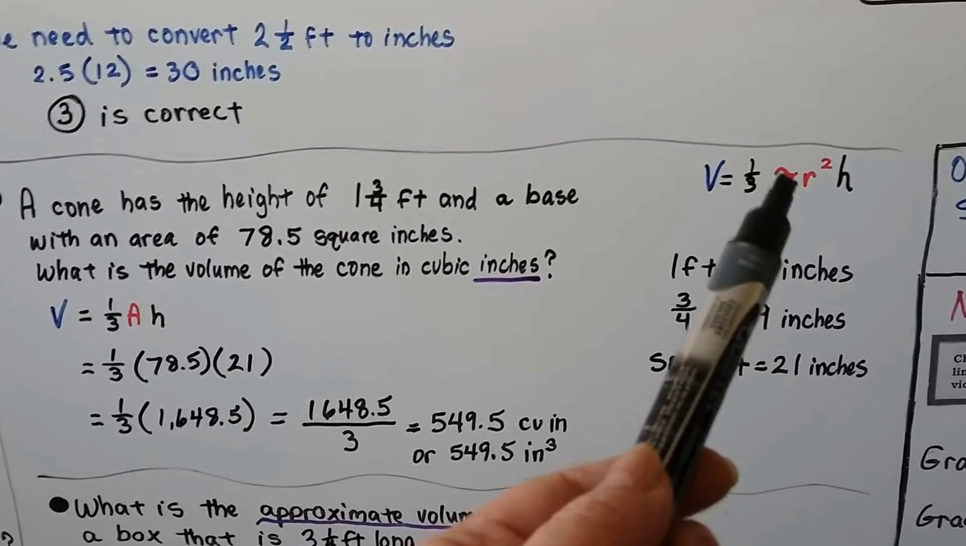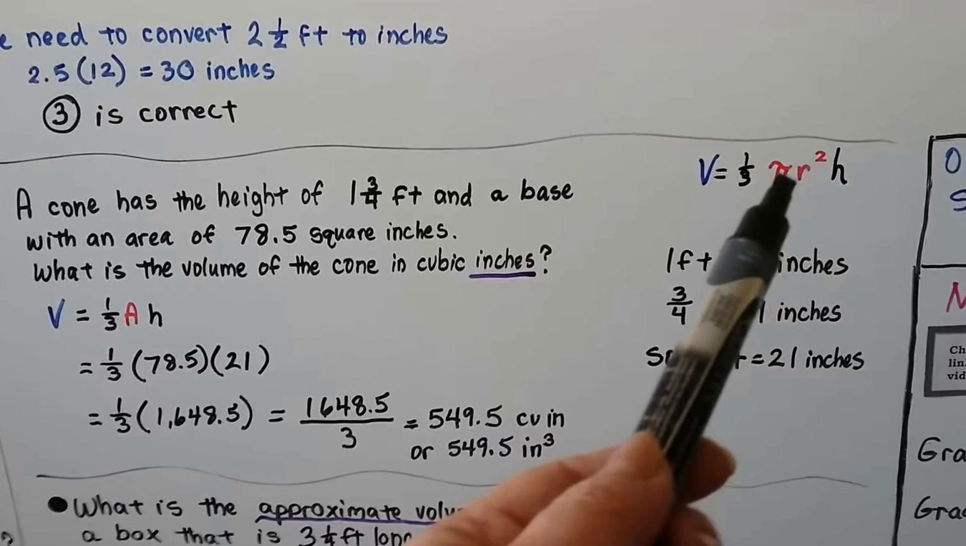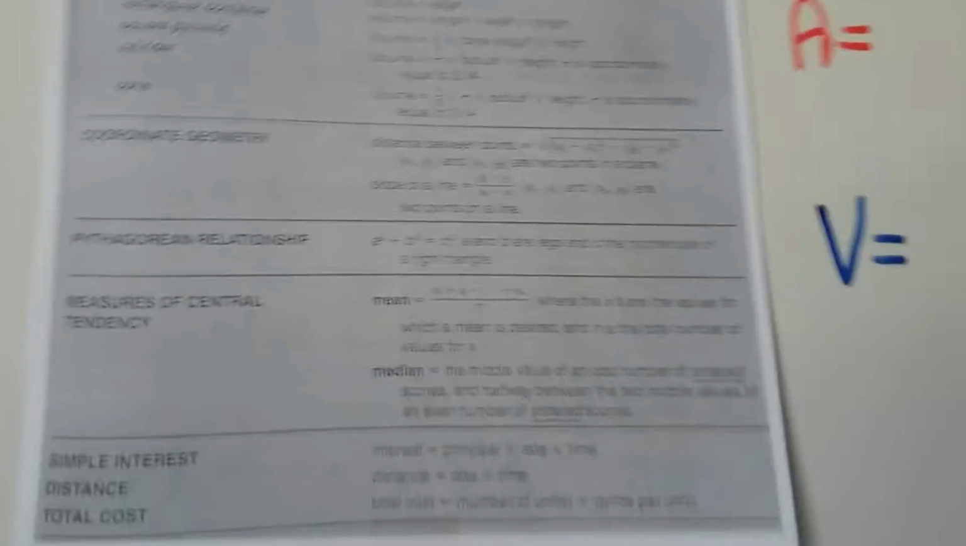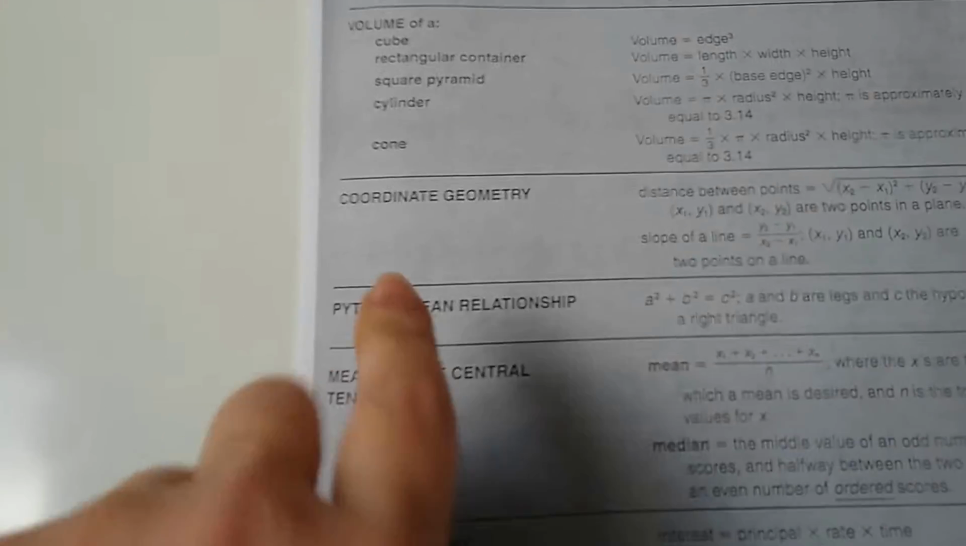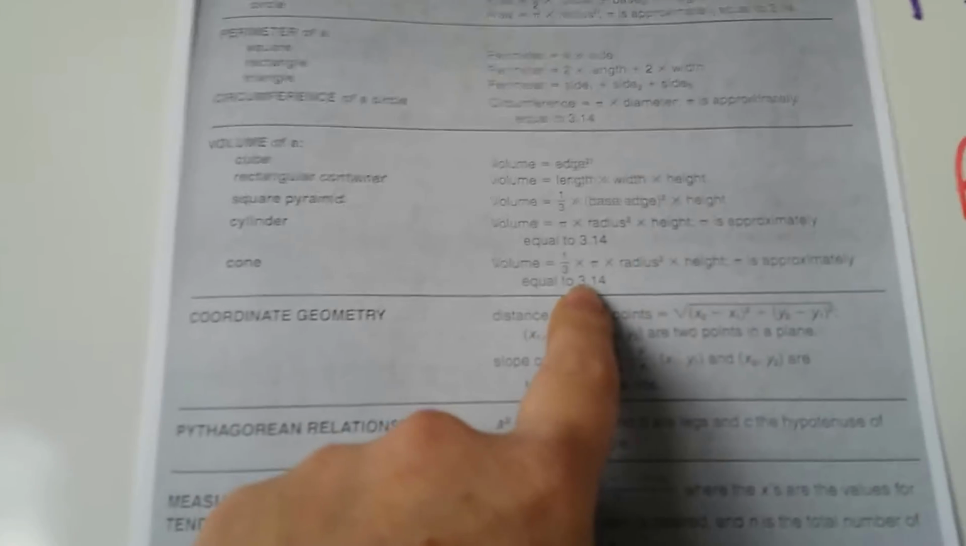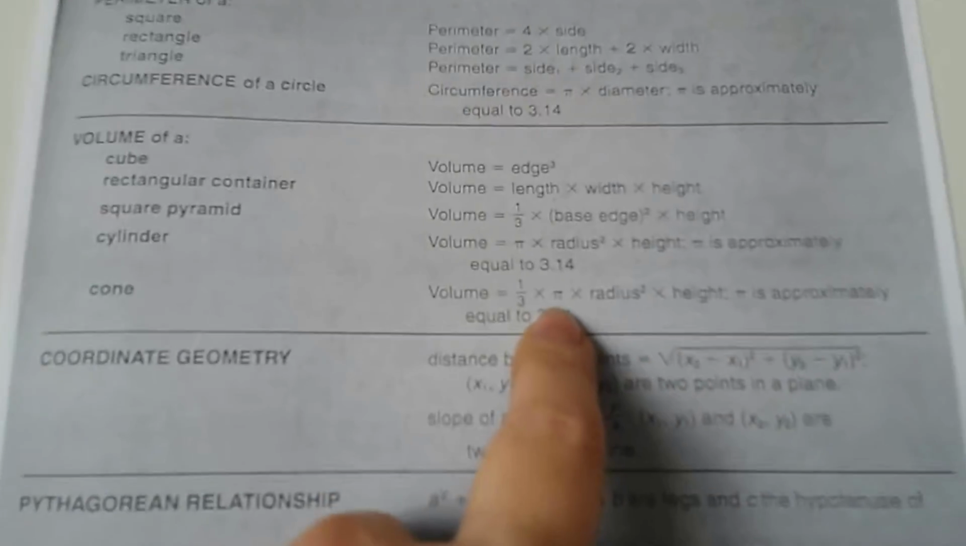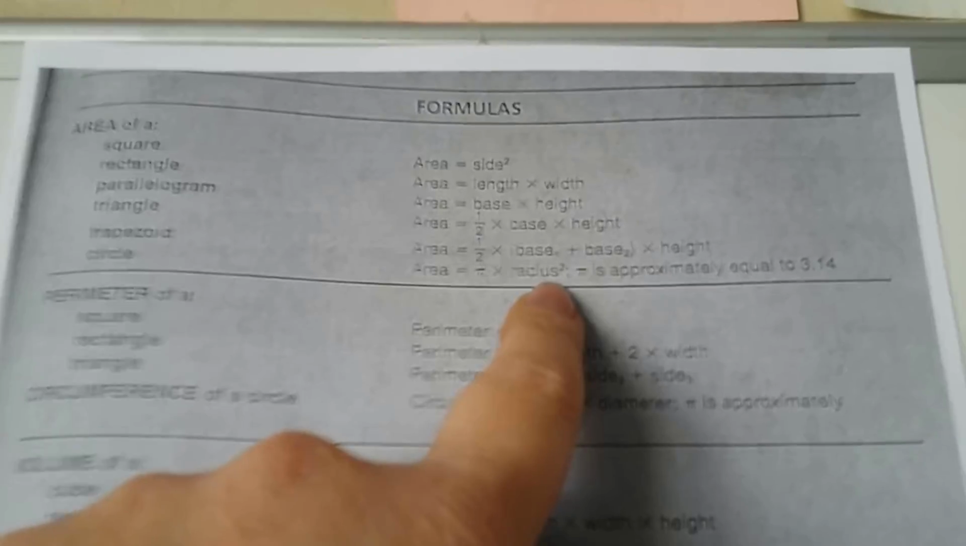Now, this pi r squared in red here, that's the area of the base. So it might show up like that on this sheet. Because we're doing the volume of a cone, it'll say 1/3 times pi times radius squared. Can you see that? Well, that's the area of the base, that pi radius squared. The area of a circle is pi times the radius squared. So you really don't need to do that in this case.